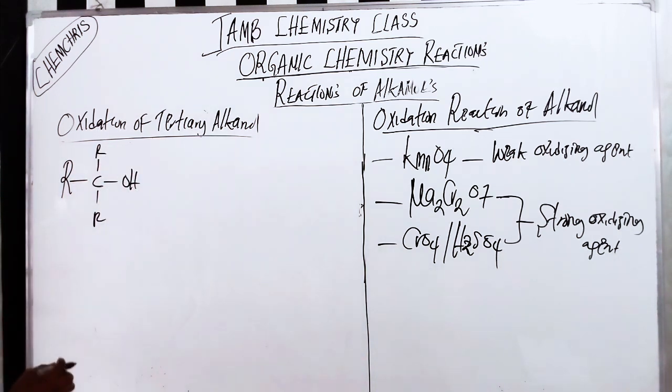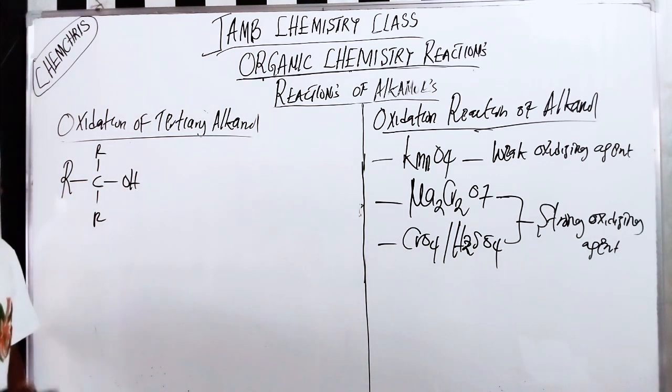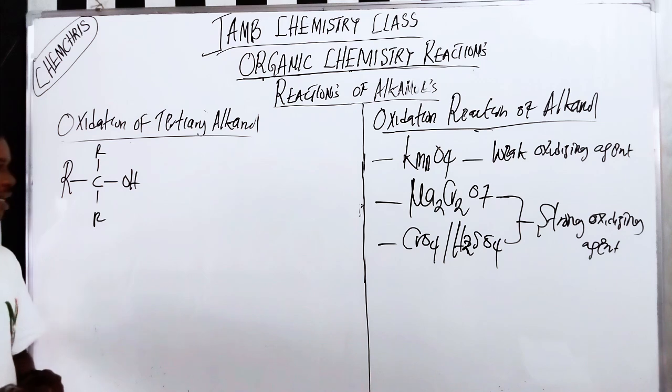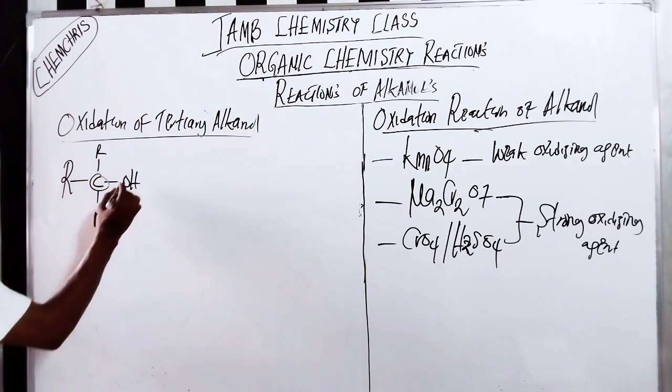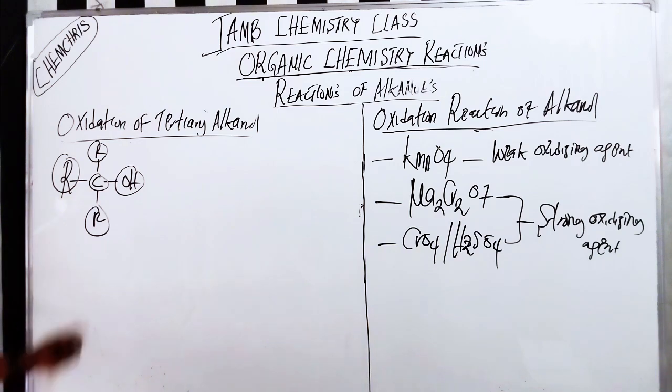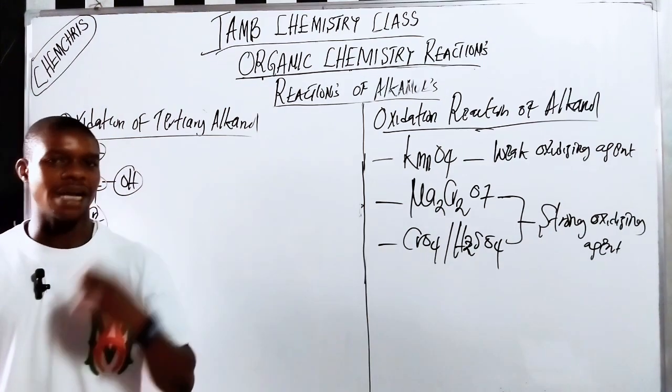Now, for an alcohol to undergo oxidation, the carbon atom must carry hydrogen. Do you understand? The carbon atom here that carries the OH is not carrying any hydrogen at all. It's carrying alkyl groups. So that is why it is very difficult to oxidize tertiary alcohol.